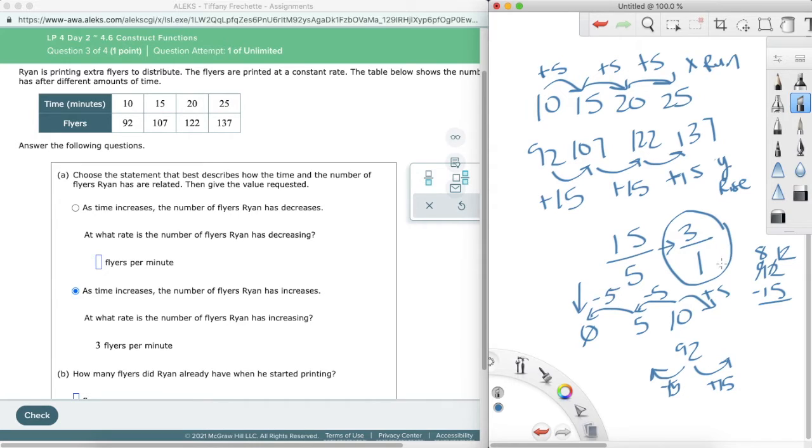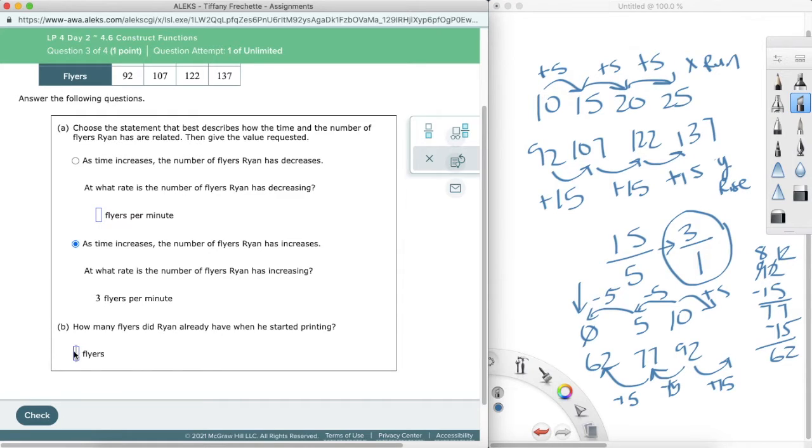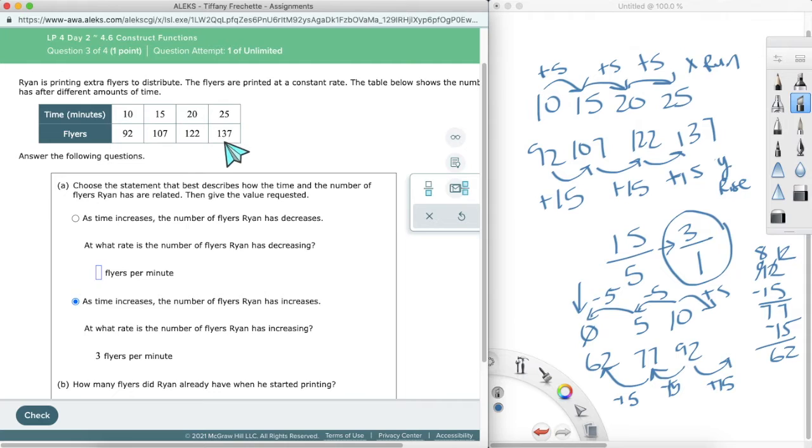So let's see, we have 5, 6, 7. So that is 77. And then I'm going to subtract another 15. So that's 2 and that's 6. So 62. It looks like he had 62 flyers to start with. And then he started making 3 flyers every minute until he got to 137 flyers. All right.